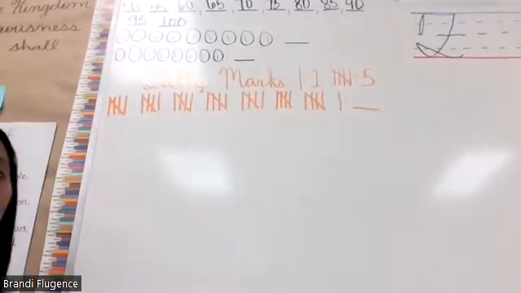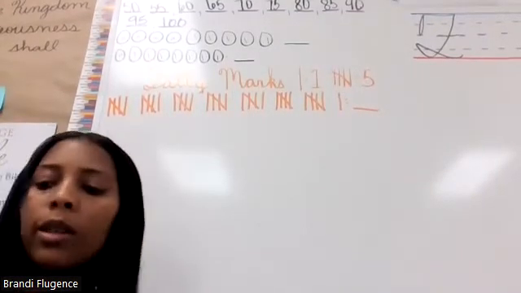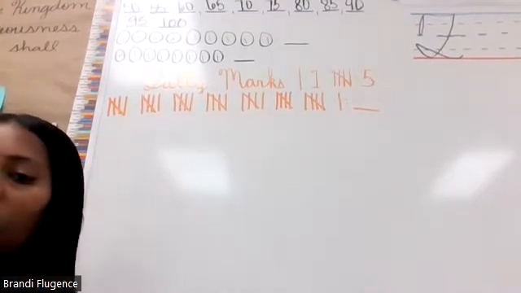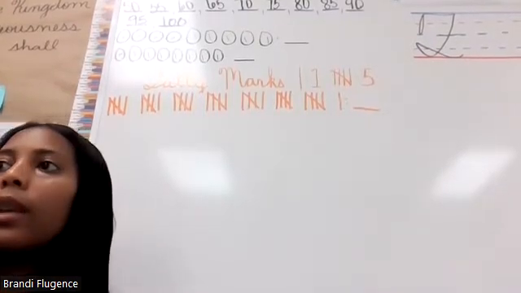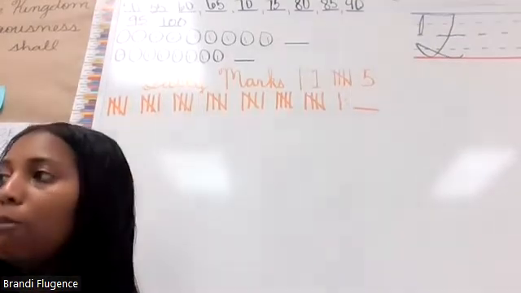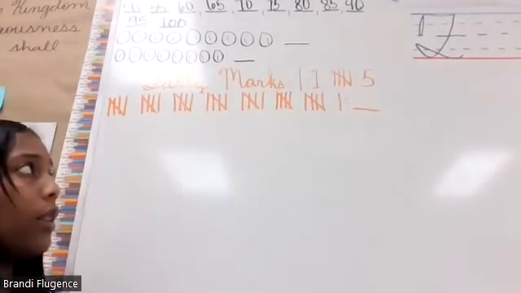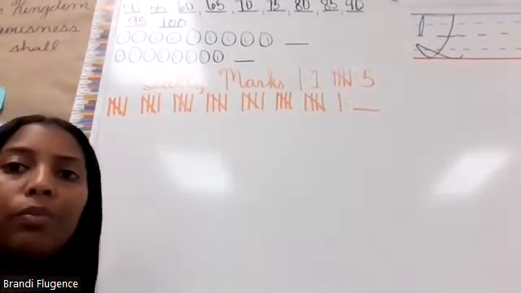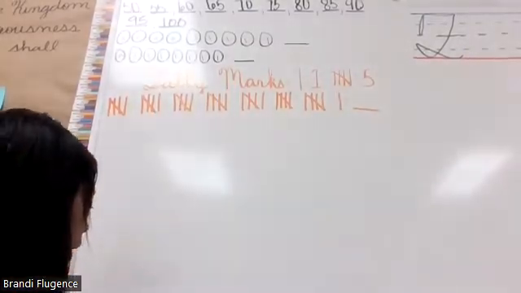Okay, so let's see what we have. Okay, Cairo, tell us what you have. 36. Okay, he said 36. Anyone has anything different than 36? 56. He says 56 and 40. Okay, 40. Let's see.